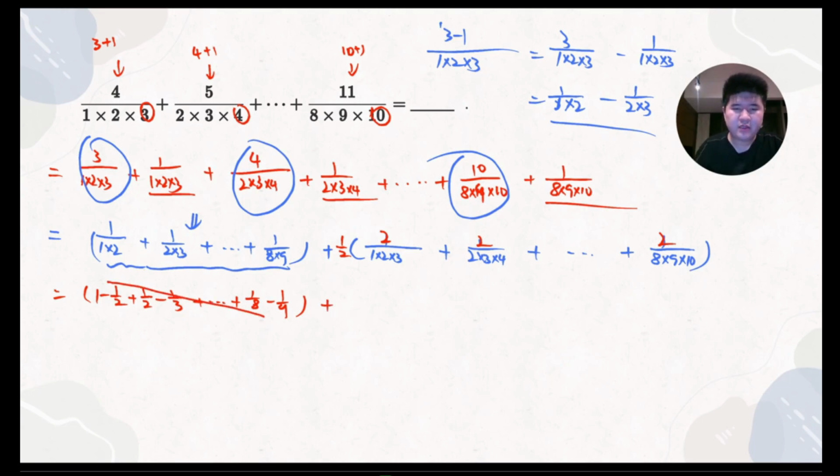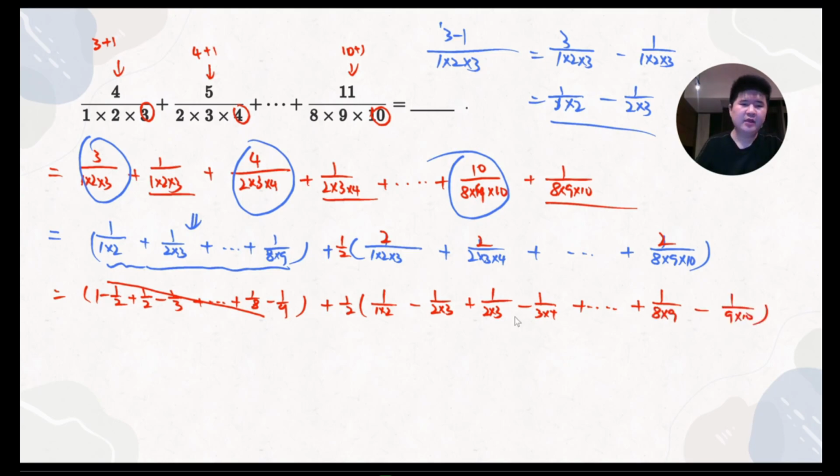And the second thing is plus a half of what? It becomes 1 over 1 times 2 minus 1 over 2 times 3 plus 1 over 2 times 3 minus 1 over 3 times 4. Keep doing that, we will get plus 1 over 8 times 9 minus 1 over 9 times 10. Every term in the middle will get rid of again. 我们中间的部分全部约掉了。So for these two parts, we got what? It is 8 ninths plus half of what? Half of a half minus 1 over 90.